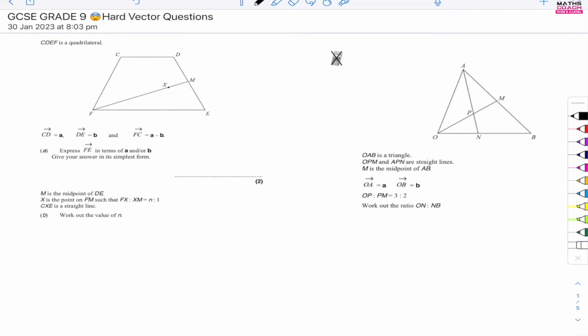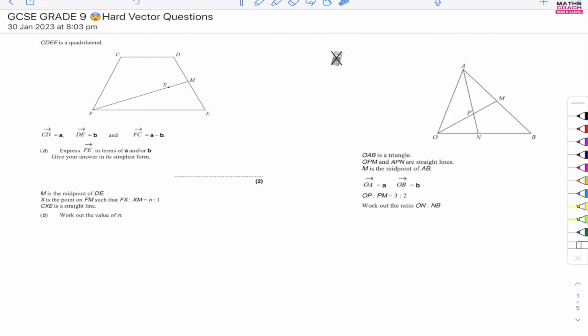These are two examples of really hard GCSE grade 9 vector questions that we are going to look at. Both of these questions are very similar in the sense that they're both vector questions and they also use ratios, as you can see here. As you all know, ratios throw up all sorts of challenges, which we are going to look at. So let's start off with the first question right here.